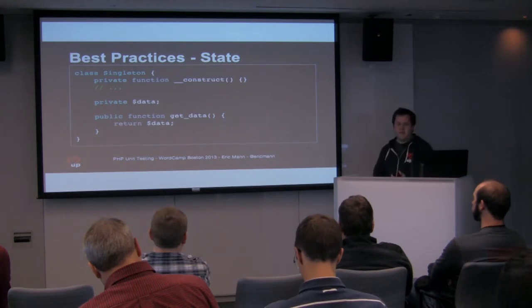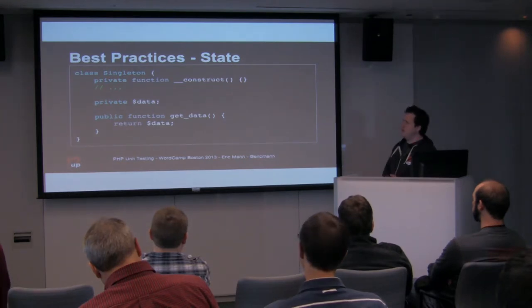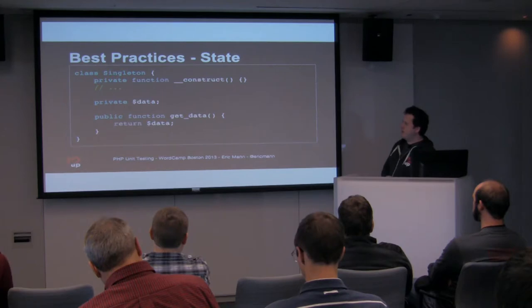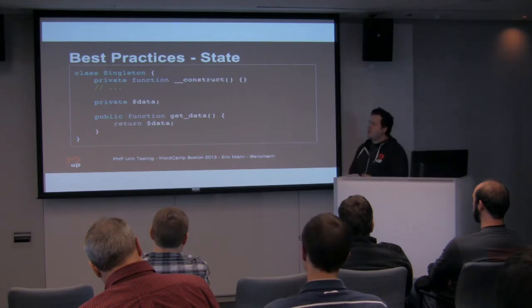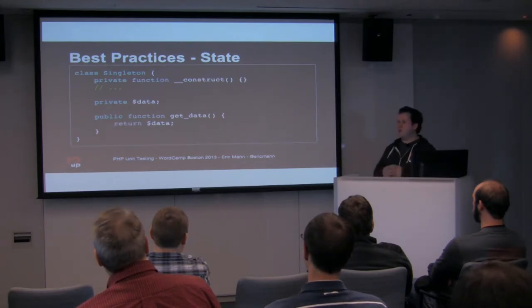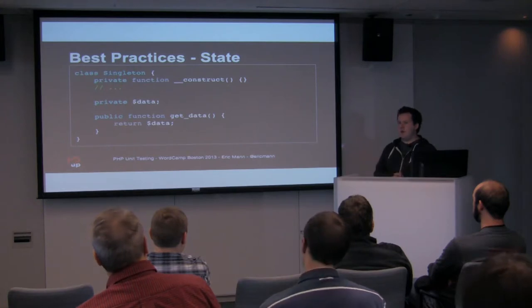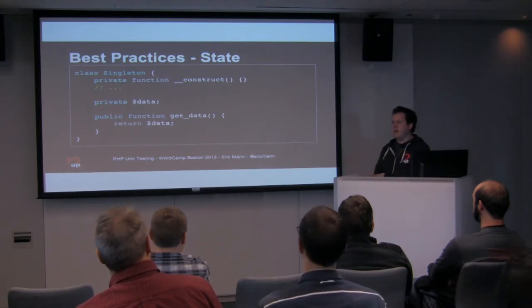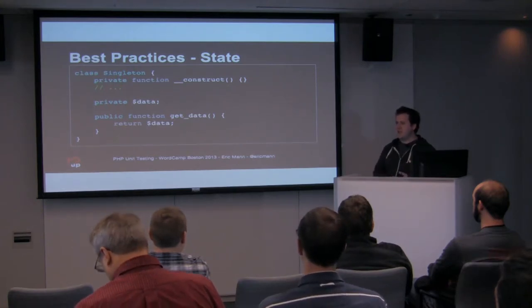So here is an example of a singleton, just to illustrate this point of state. For people who aren't too familiar with PHP, you can have a class, which is an object. It's basically a thing in code that does something. And that's intentionally ambiguous because a class could be anything.